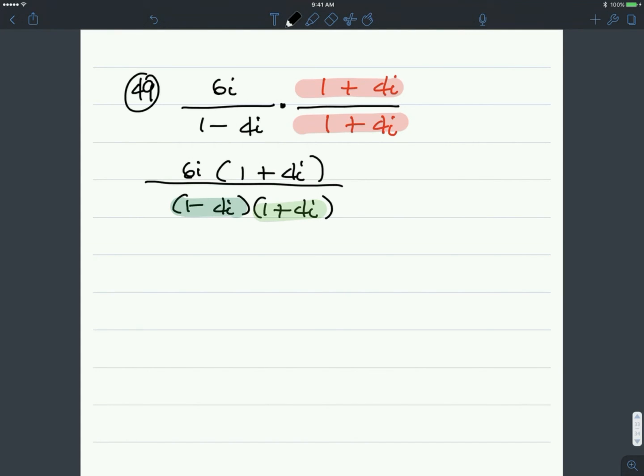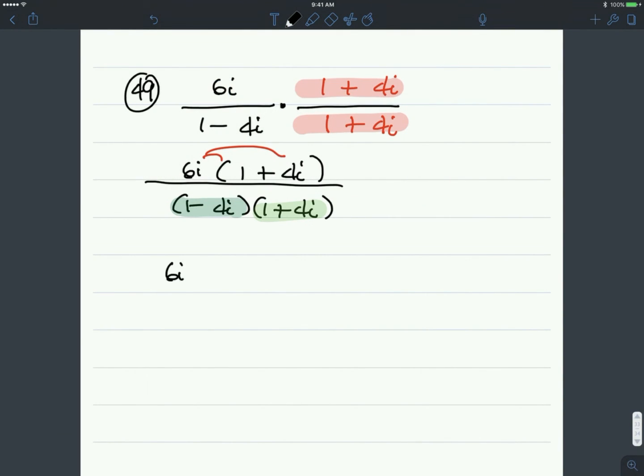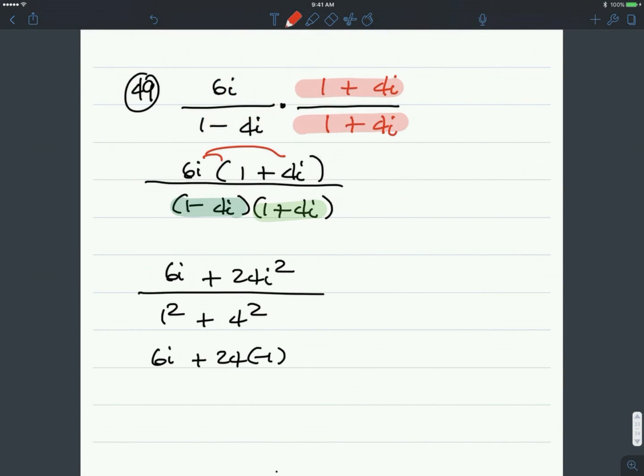In the numerator here, we are going to simply distribute. So 6i plus 24i squared over 1 squared plus 4 squared, which is 6i plus 24 times negative 1, because i squared again is replaced with negative 1. The denominator has 1 plus 16, or simply 17.